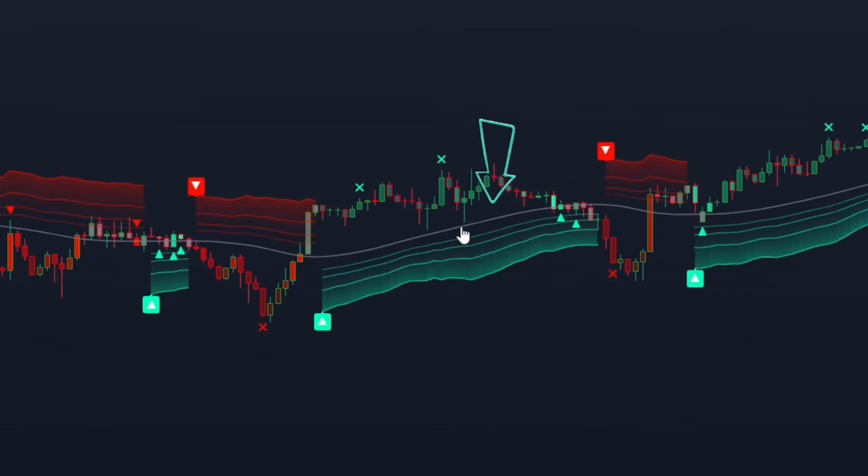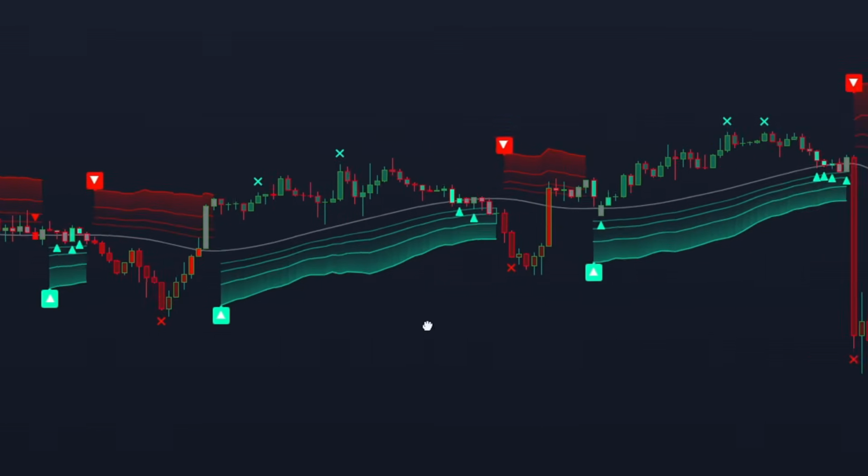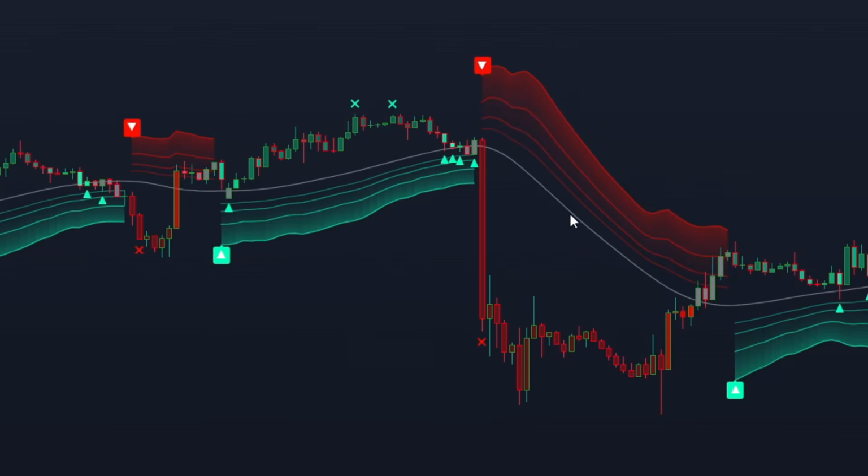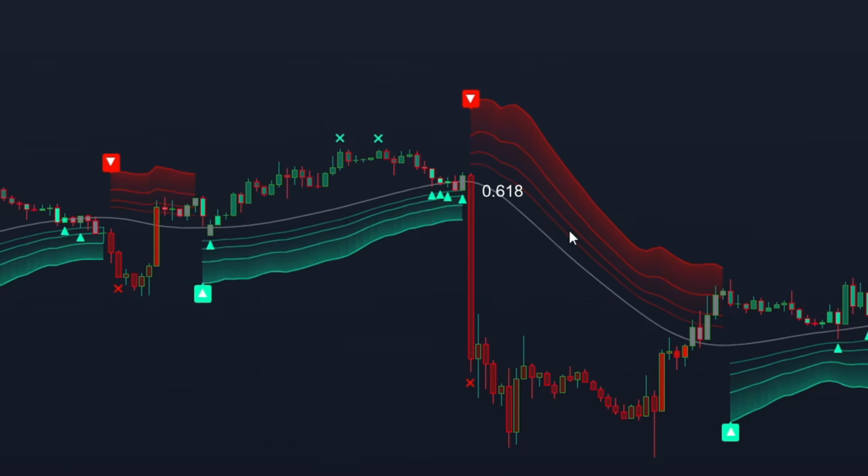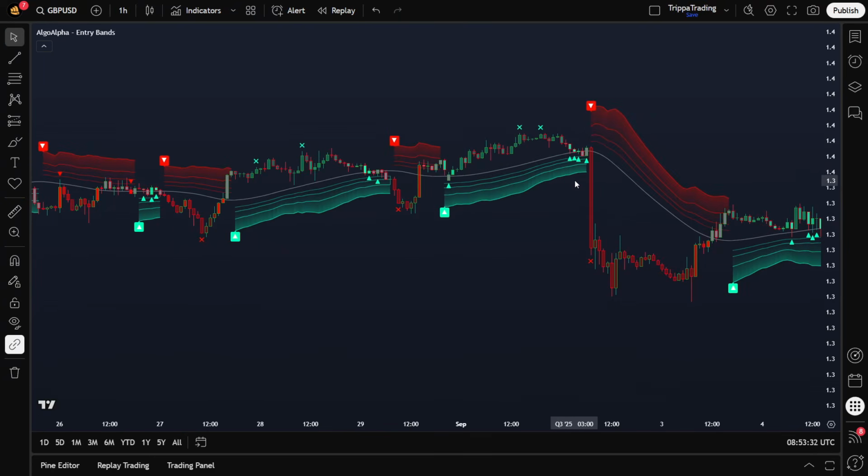That middle line is called the basis. When the basis is going up, the market is in an uptrend, and we look for buy trades. When the basis is going down, the market is in a downtrend, and we look for sell trades. The bands are drawn using Fibonacci numbers like 0.618, 1.0, and 1.618. These act like zones where price often reacts.